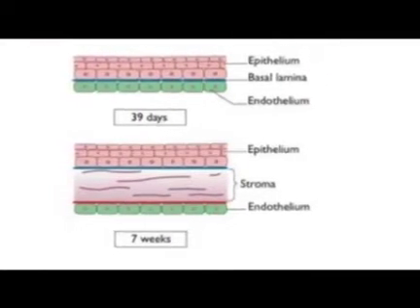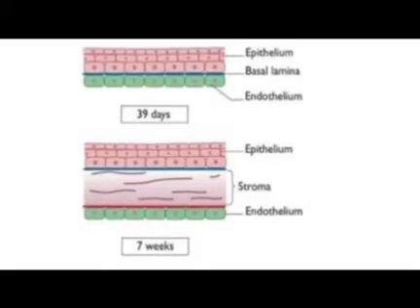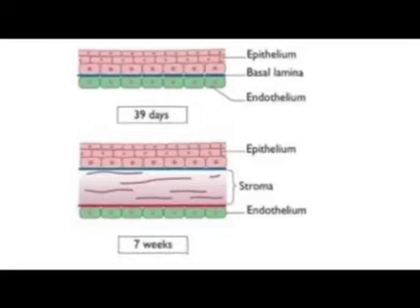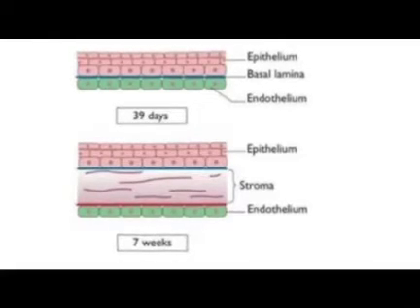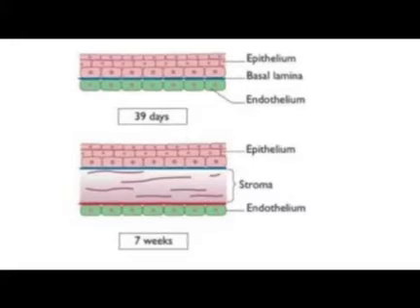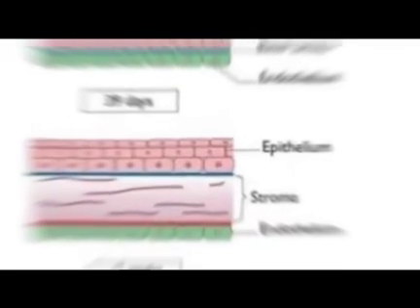The first of 3 waves of neural crest cell mesenchyme migration forms the corneal endothelium at day 39. A 3rd wave of neural crest mesenchyme at 7 weeks migrates into the space between the epithelium and endothelium, differentiating into keratocytes which secrete type 1 collagen, forming the corneal stroma.